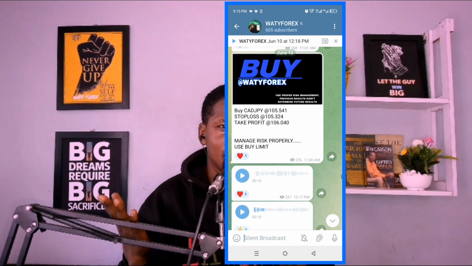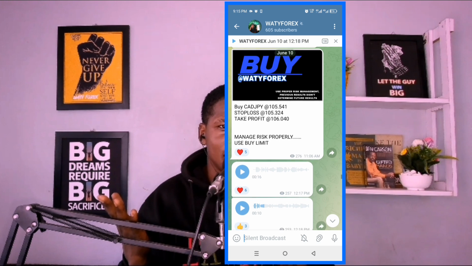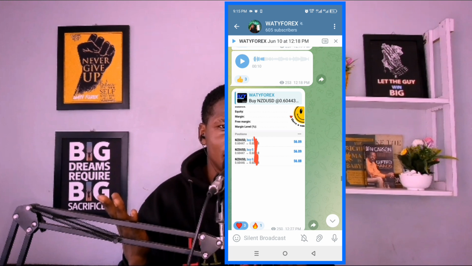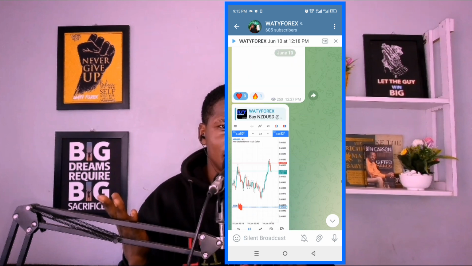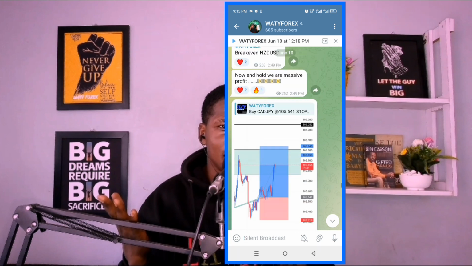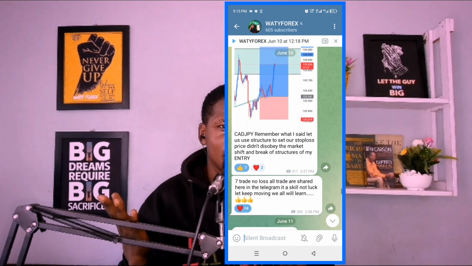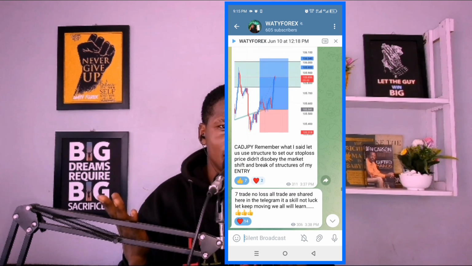You can see buy CAD/JPY at the entry level 105.541. You can see when I said to manage your risk properly, when I'm in profit on NZD/USD. So let's see, guys. You can see the CAD/JPY moving. You can see it even hit the take profit level, but I did not update it. So guys, let's go back to the chart. Let me walk you through the live trade on CAD/JPY.